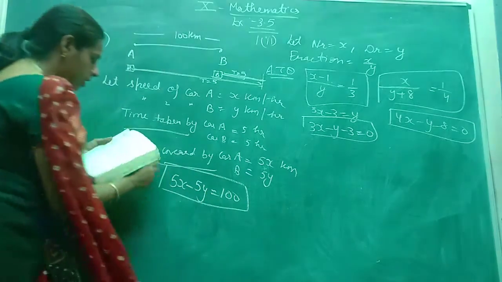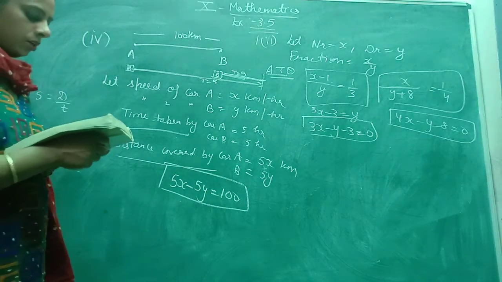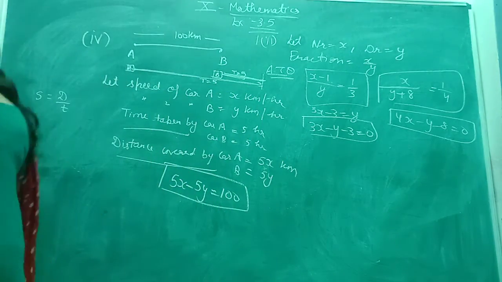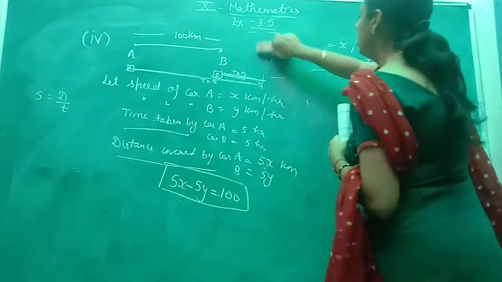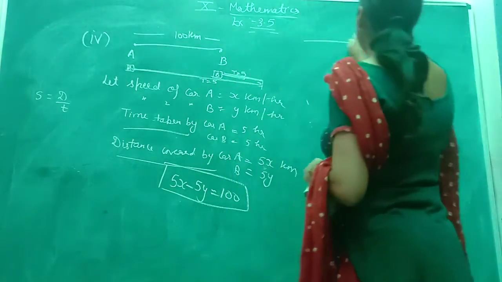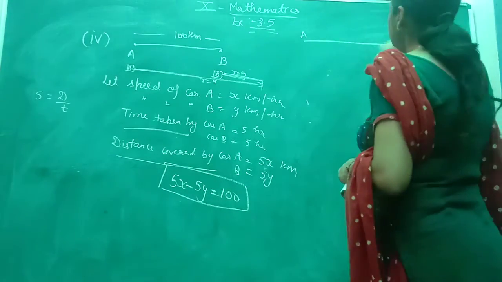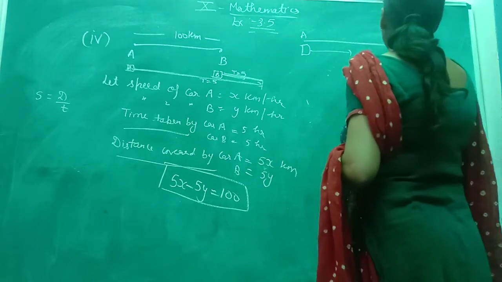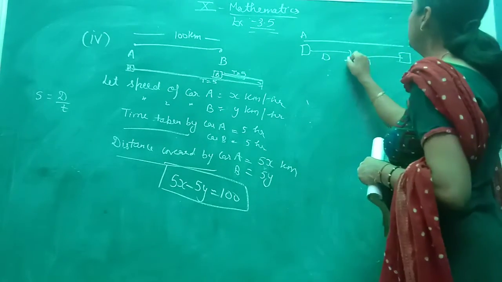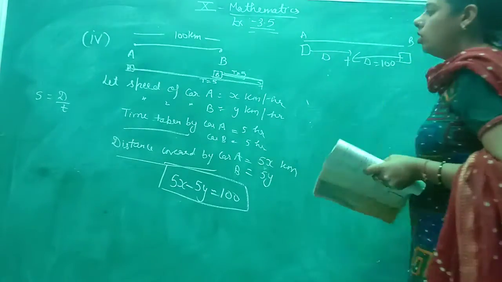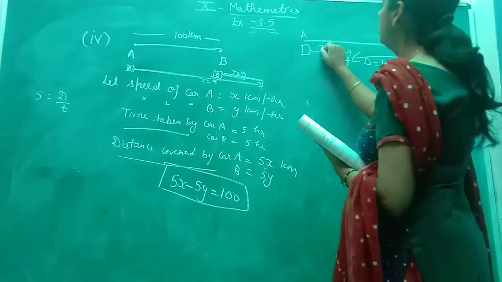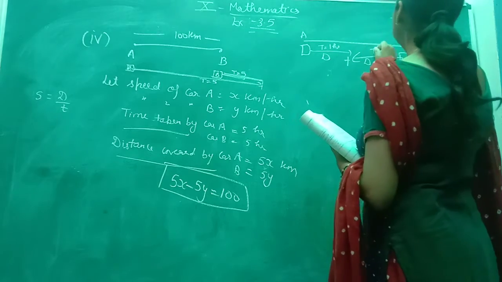Now they are saying when the cars are coming toward each other. Suppose again there is distance between A and B, but now both cars are coming toward each other. The total distance covered by both, added together, is equal to 100. Now the time is 1 hour. They are meeting after 1 hour.